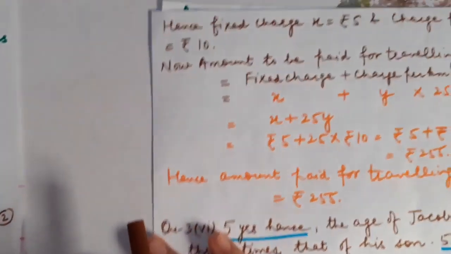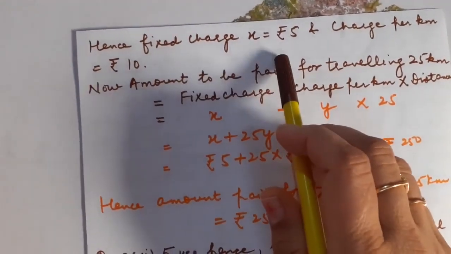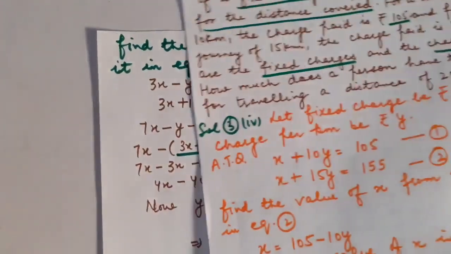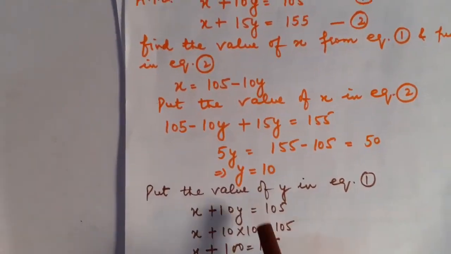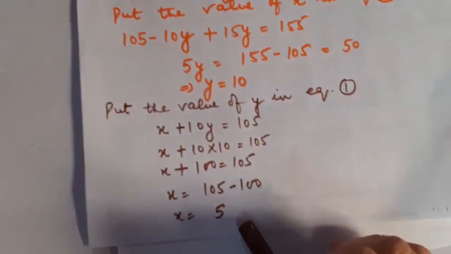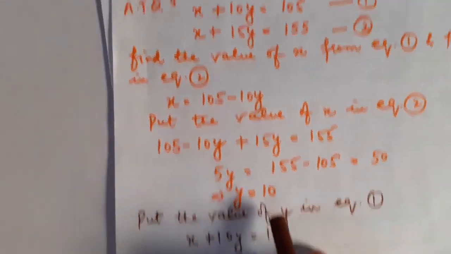Now children, what else you have to do? You have just calculated the fixed charge which is rupees x. Now what we have to do? We have already calculated y. y was what? This was the charge per kilometer. So these are both the charges. x is equal to 5 which is the fixed charge and y is equal to 10 which was the charge per kilometer.